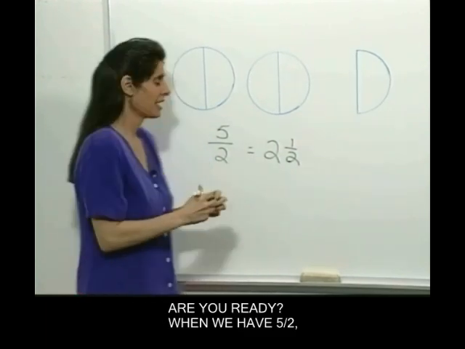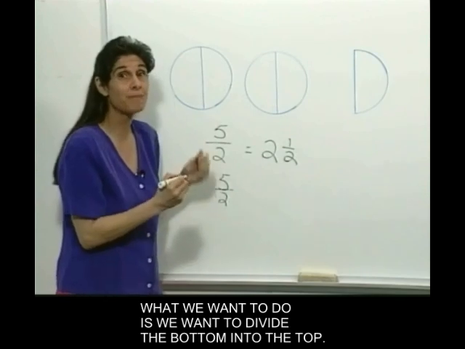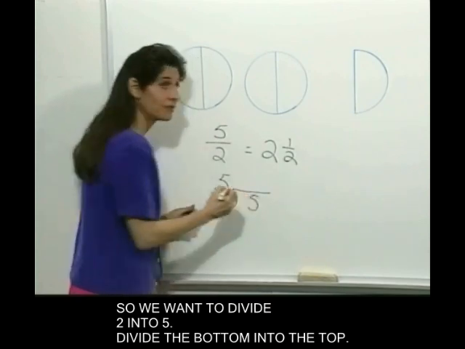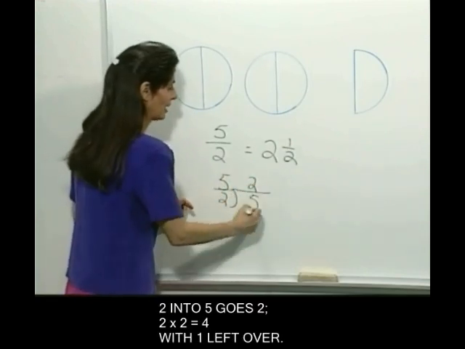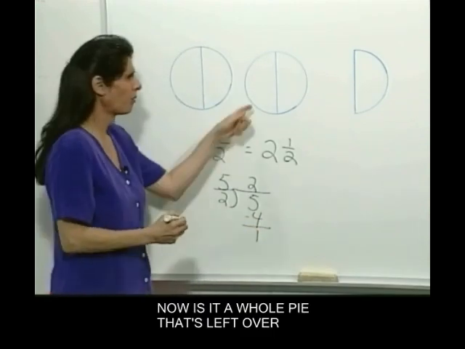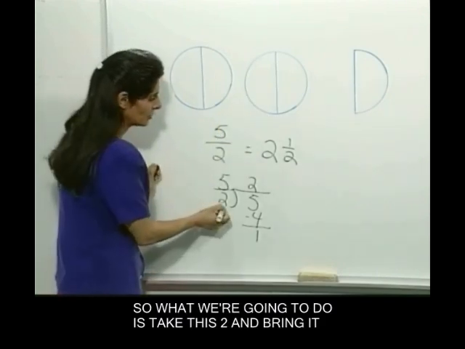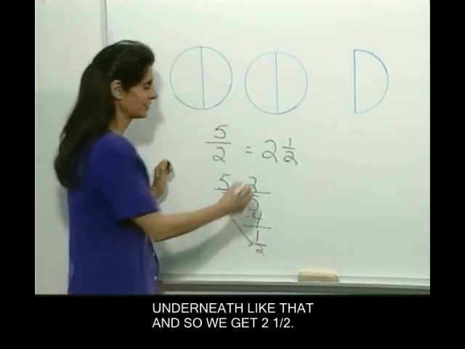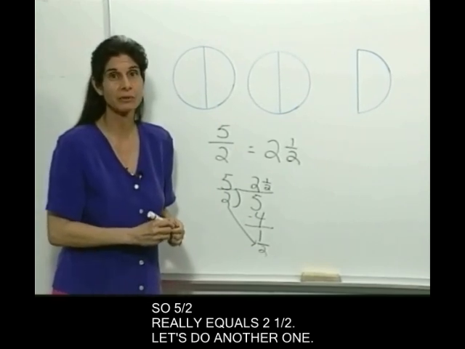Are you ready? When we have 5 halves, what we want to do is divide the bottom into the top. So we want to divide 2 into 5. Divide the bottom into the top. 2 into 5 goes 2. 2 times 2 is 4, with 1 left over. Now, is it a whole pie that's left over, or is it just a piece? It's just a piece. So what we're going to do is take this 2 and bring it underneath like that. And so we get 2½. So 5 halves really equals 2½.